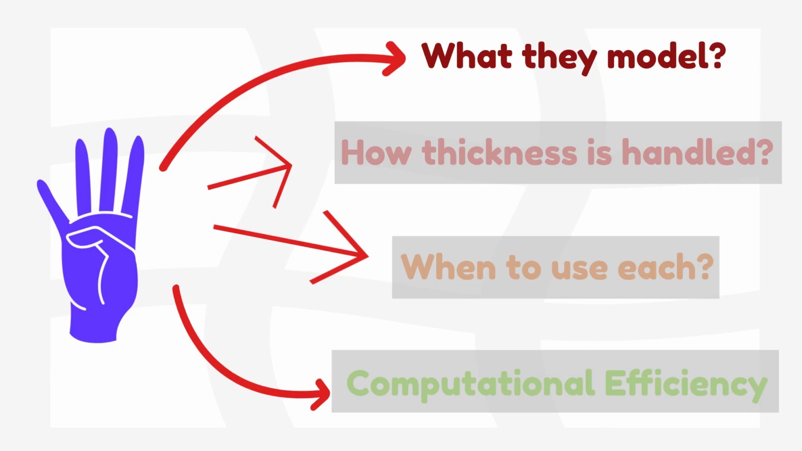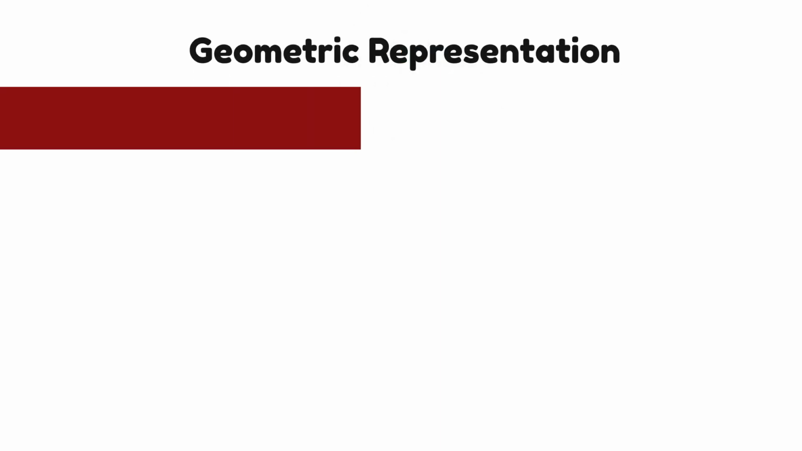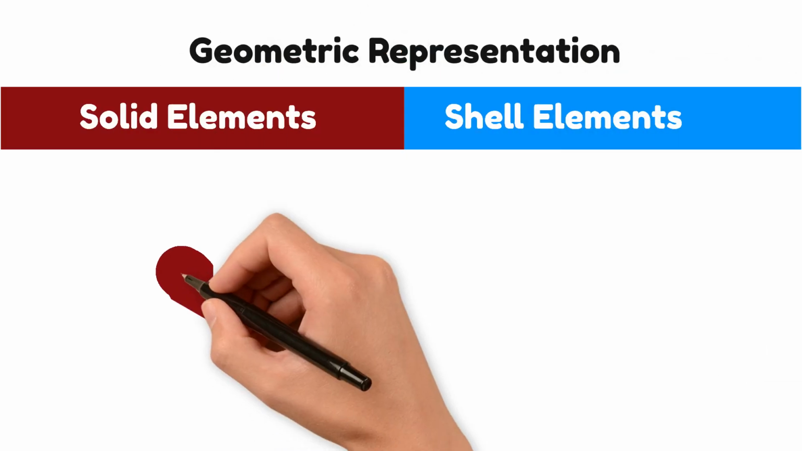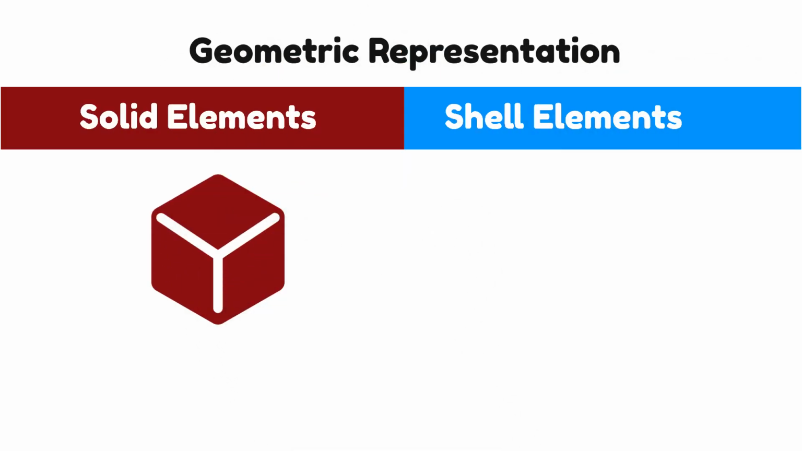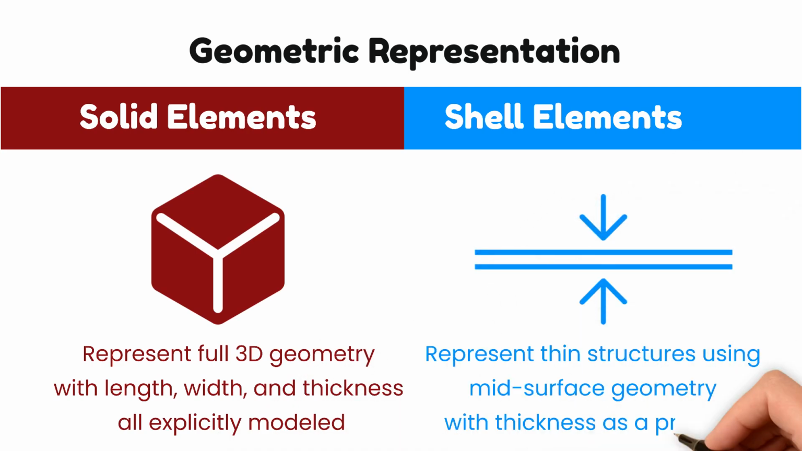So now let's start with what these elements actually model. So let's start with how geometry is represented. Solid elements capture the complete three-dimensional shape of a structure. Every bit of its length, width, and thickness is explicitly modeled. This means the mesh actually fills the volume of the part, giving you a detailed view of what happens through the thickness, which is great for stress gradients, contact problems, or non-uniform loads.